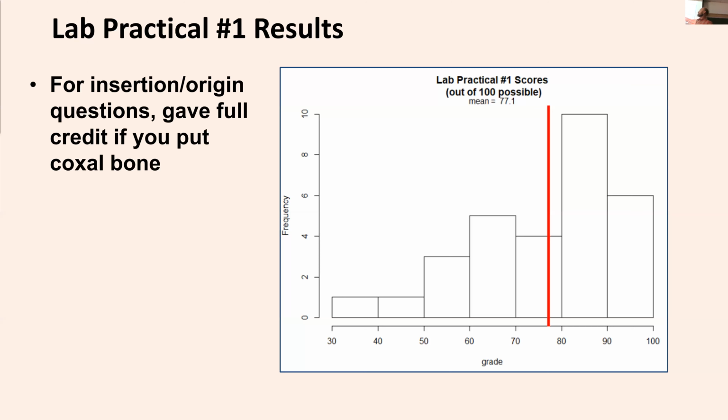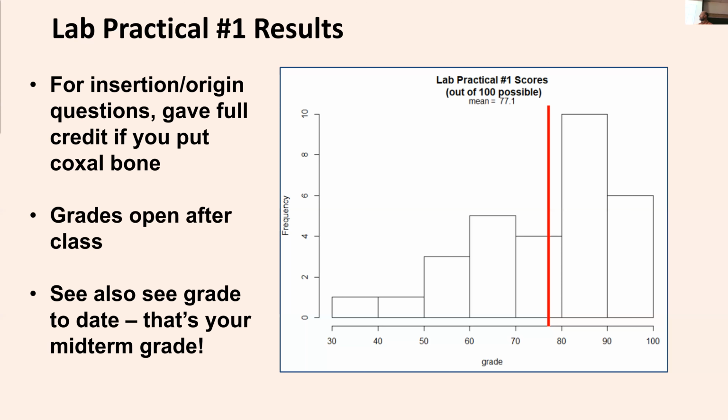For the questions on insertion and origin, I had said explicitly that I would ask you to know the bone. For a couple of the questions, the options were coxal bone ischium and coxal bone ilium. I gave you full credit if you picked either of those answers because I had said you just need to know the bone, and technically those are two parts of the bone. So for any of the insertion origin questions where the answer was coxal bone, if you picked either of those, you got full credit. And I'll open the grades after class.